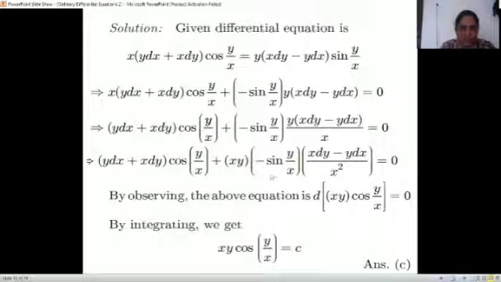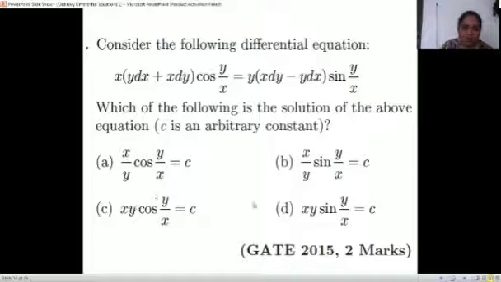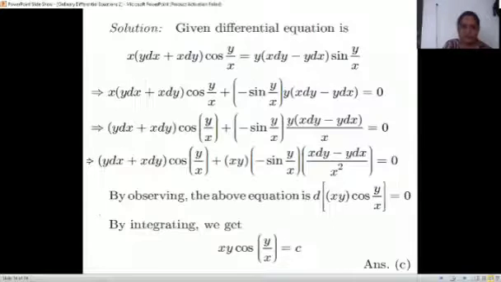If we check, just check y dx plus x dy, this is derivative of xy, and here it is cos. Cos into derivative of xy plus xy into this is derivative of cos, that is minus sin y by x into derivative of y by x, right? So this is the derivative of xy into cos y by x, and then simply integrate it. So integrating we get xy cos y by x is c. So your correct answer is option C. Xy cos y by x is equal to c. Any doubt in this?